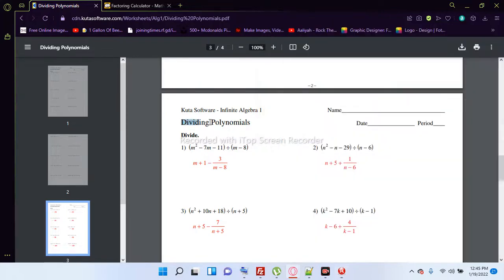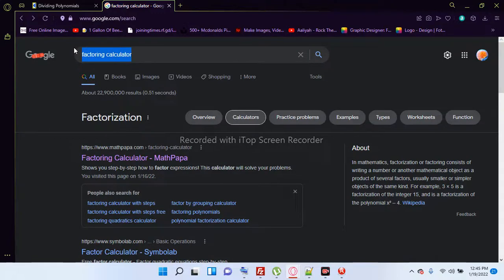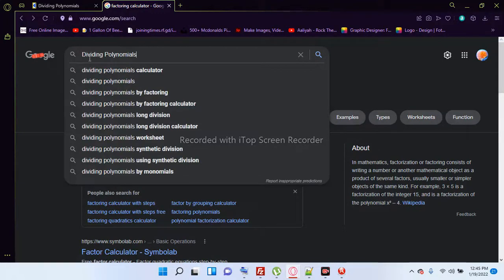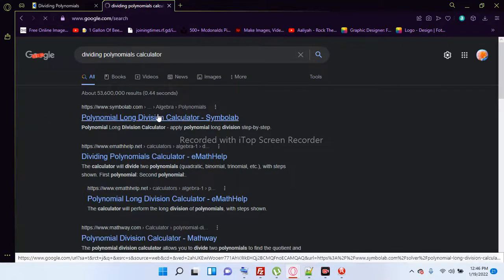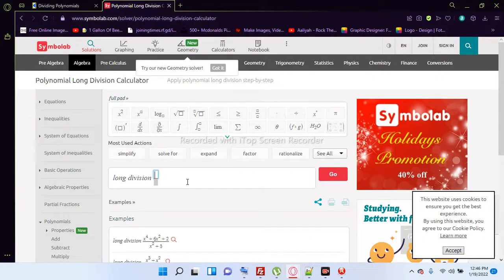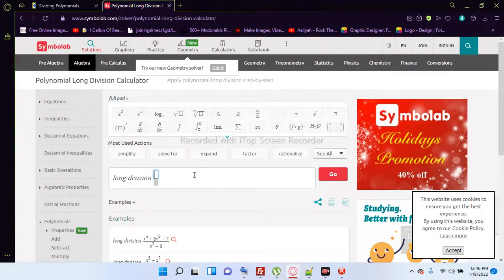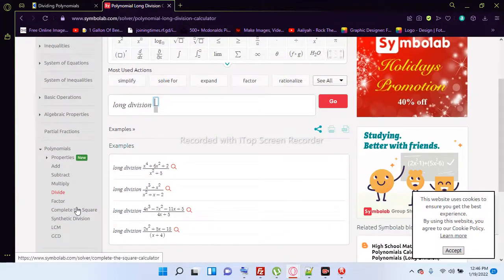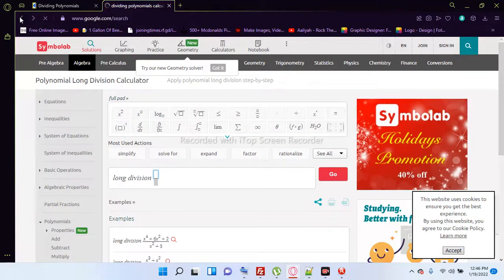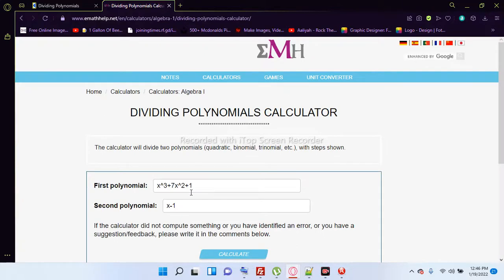So we're going to go dividing polynomials calculator. Okay? If it does that to you, jump out like I said before and go on Google, buddy. Not sit there and keep going, oh, what's wrong? Learn what's not working. Dividing polynomials calculator, and bam, you got it right here. Long division calculator. And there we go. Let's see. Dividing polynomials calculator. They don't say long division. That's one thing. Dividing polynomial. There we go. Calculator.